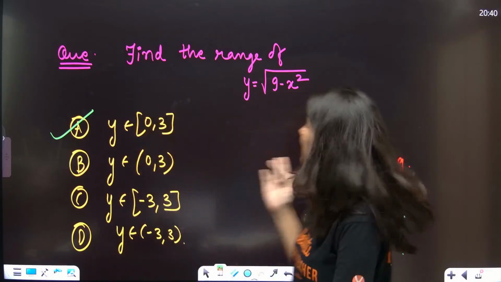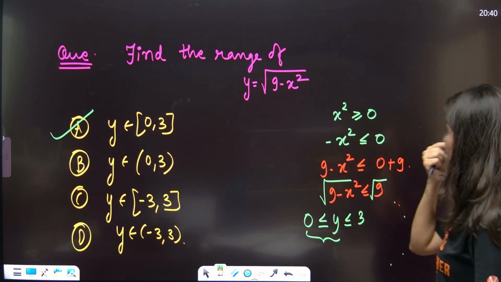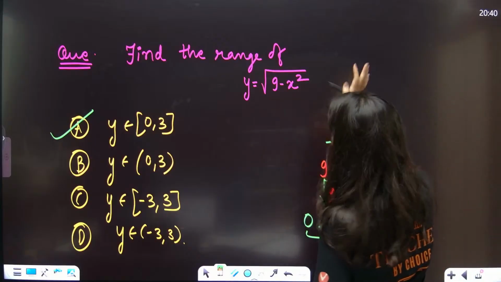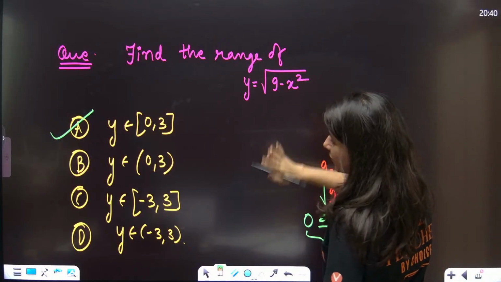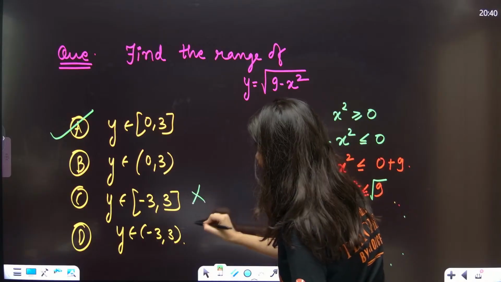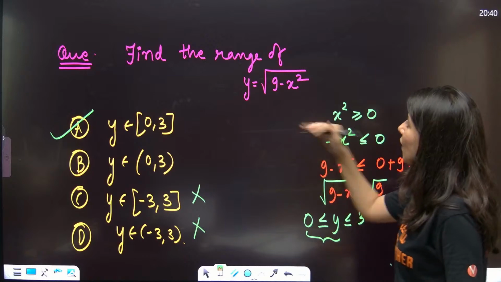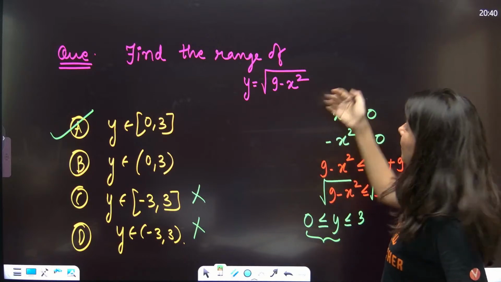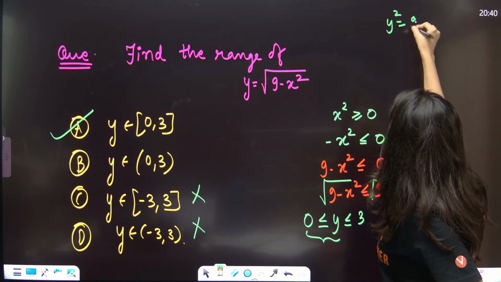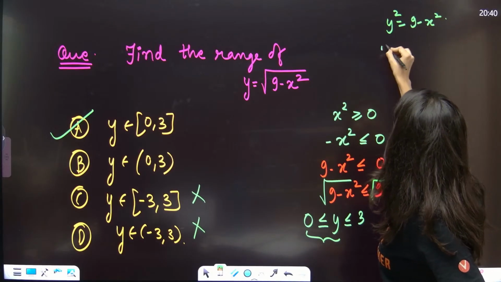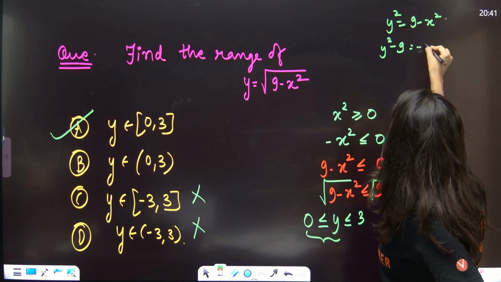Now the same method can be applicable to this. Y is always greater than or equal to 0, so negative values obviously y will not take. So options c and d are gone absolutely. Now what you can do is square. So y square equals 9 minus x square. So y square minus 9 equals minus x square.